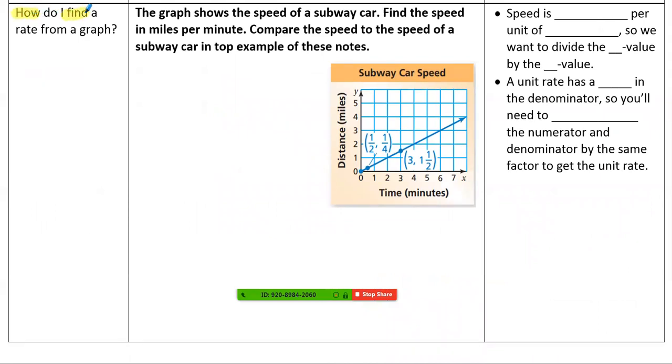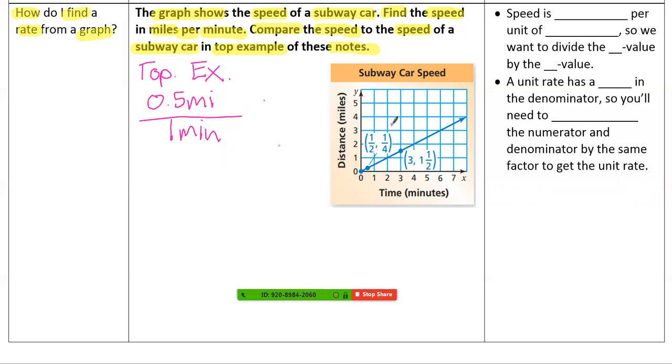Okay, how do I find a rate from a graph? The graph shows the speed of a subway car. What's up with the subway cars? The only Subway around here makes sandwiches. All right, find the speed in miles per minute. Hey, look at that. Time goes in the denominator. And then we're going to compare the speed to the speed of the subway car in the top example of these notes. I believe the top example was something like 0.5 miles per minute. So let's keep that in mind per 1 minute.